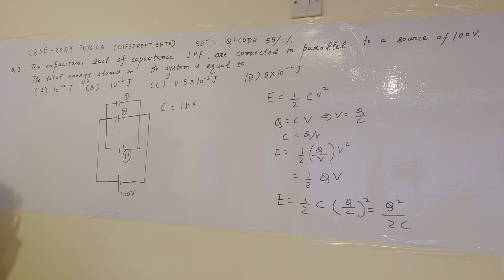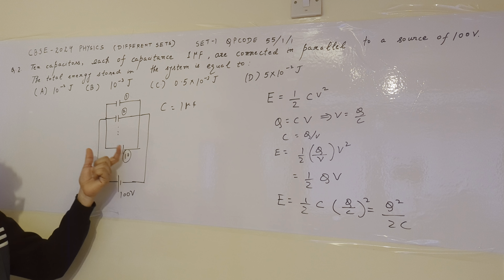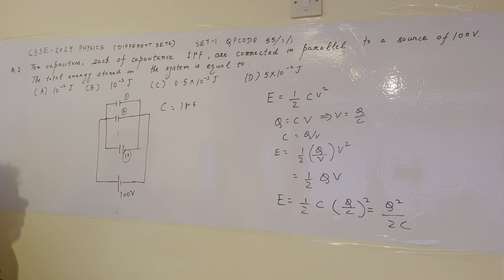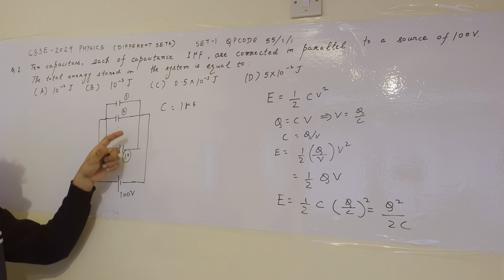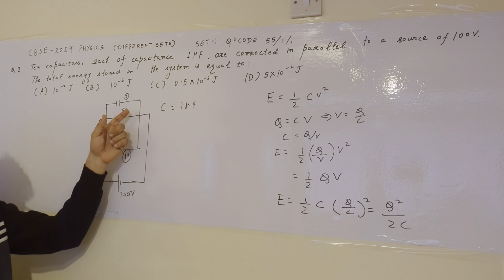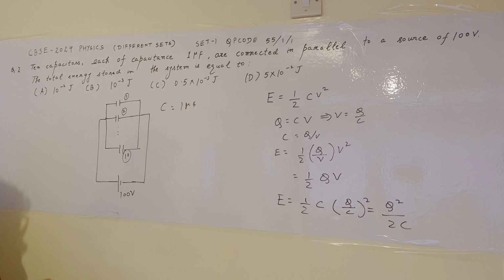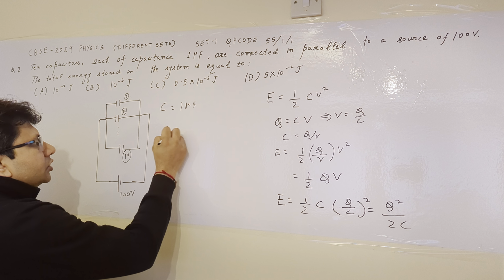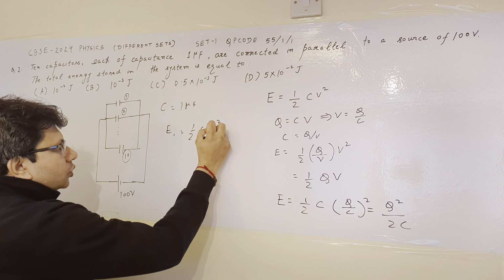So 100 volt. We know that in parallel, the voltage remains the same. So we can say that the voltage is 100 volt for each and every capacitor. Now the basic concept is there are 10 capacitors. We have to calculate the total energy of the system. It means that if we calculate the energy of one capacitor and multiply it by 10, we get the overall energy of the system. So the energy of any single capacitor is given by half CV square.